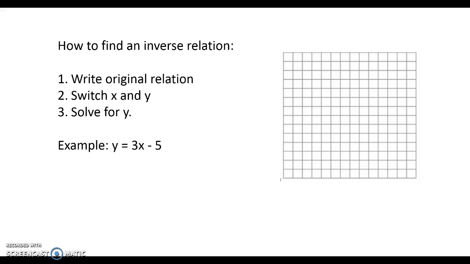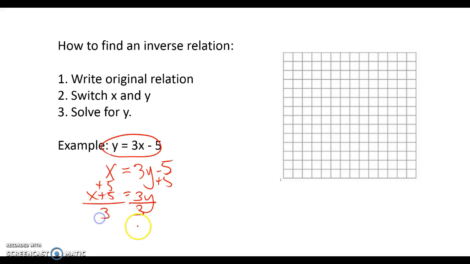How to find? Here's the mechanics of finding an inverse relation. So we take our original relation, we switch the x and the y, so I'll write this as x equals 3y minus 5, and then I solve for y. So let's add 5, 3y equals x plus 5, divide by 3, y equals 1/3 x plus 5/3.